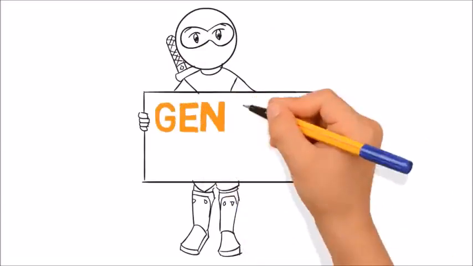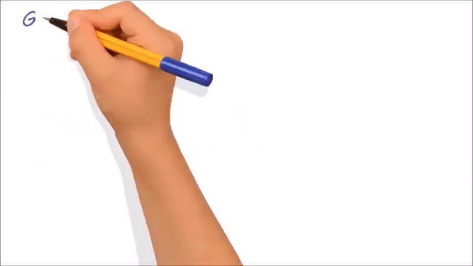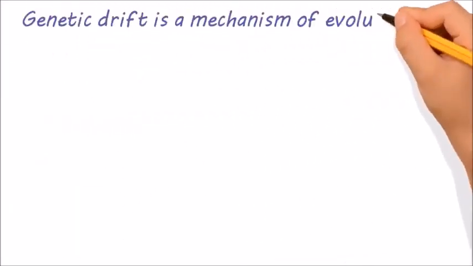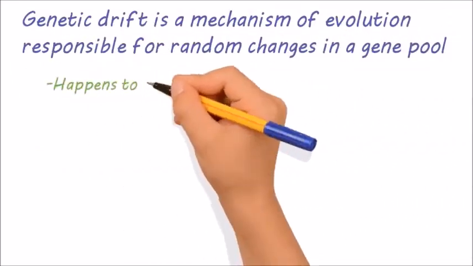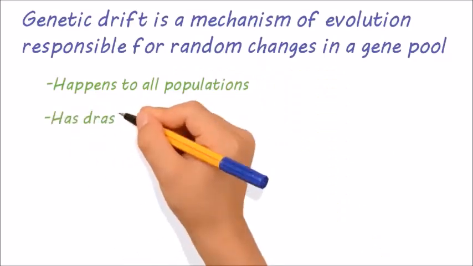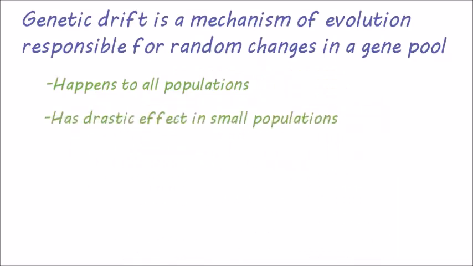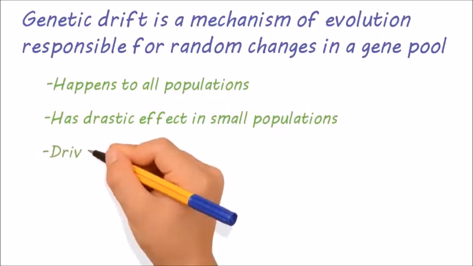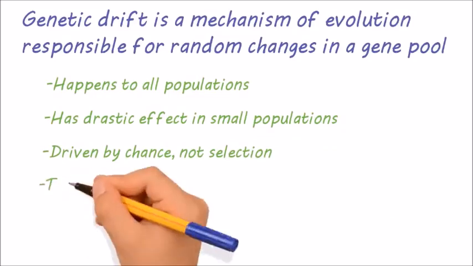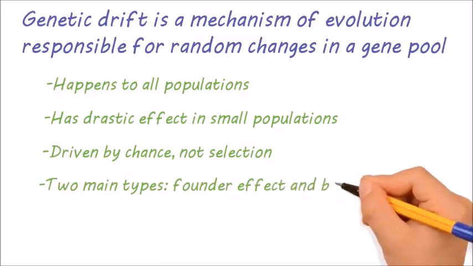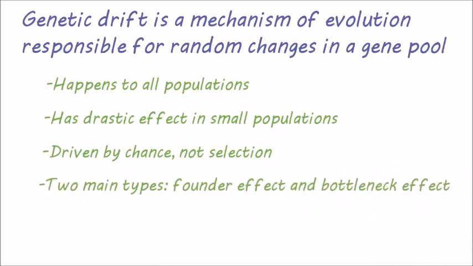Thanks for stopping by. Today we're going to talk about genetic drift. So genetic drift is a mechanism of evolution that's responsible for random changes in a gene pool. It happens to all populations, but it has a much more visible and drastic effect in small populations. It's driven by chance and not selection, so evolutionary fitness doesn't matter here. It's all random. Natural selection doesn't come into play when we're looking at genetic drift. And there's two main types of genetic drift. You have the founder effect and the bottleneck effect, and we'll look at some examples of both of these.